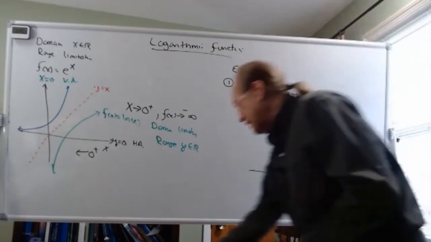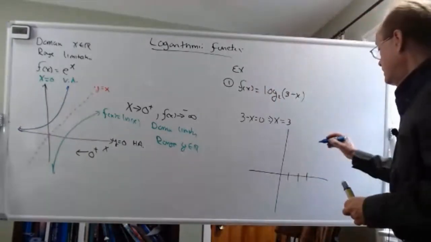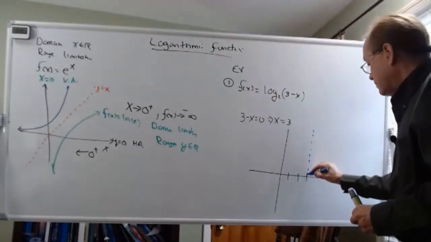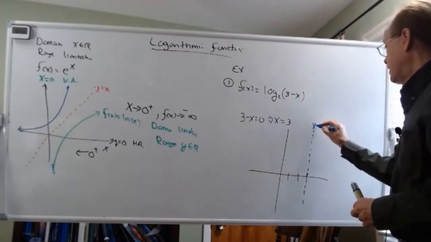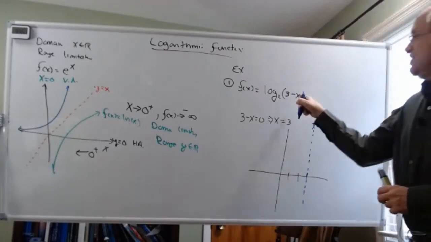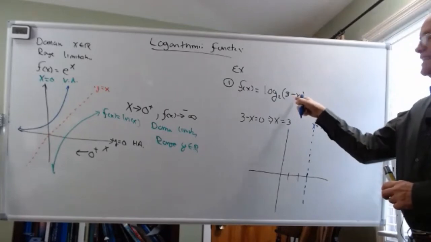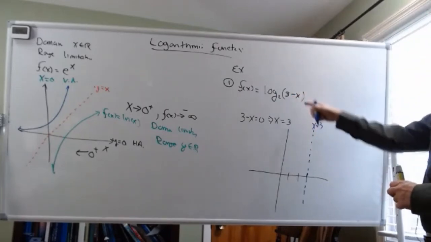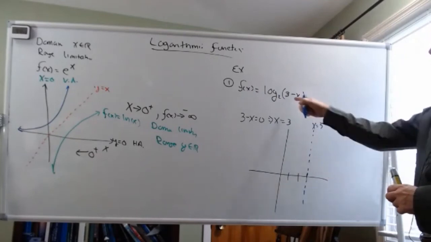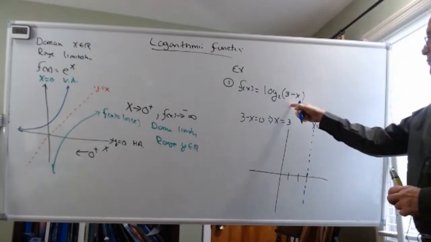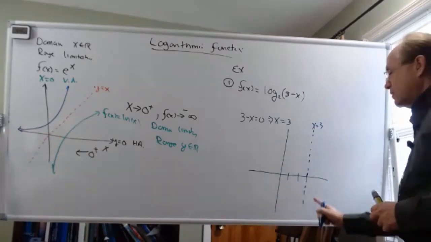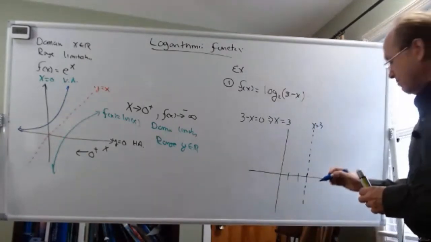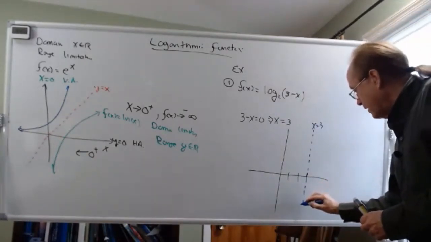And you can plug this into your calculators or into Desmos. That's going to be my vertical asymptote. Notice there's a negative in front of the x. So x can't be greater than 3, otherwise it would be undefined. I'd have the log of a negative value. So what happens? This goes in the opposite direction. So the graph of this function will go more like this.